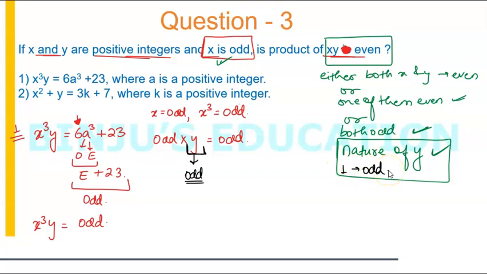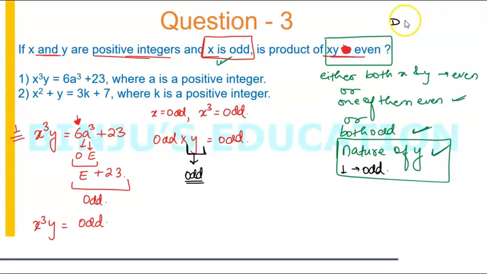X is already odd, and we have figured out y to be odd. So what is odd into odd? That is still odd. So is xy even? Conclusive answer is no, xy is not even. Right? So we have a conclusive result, that is xy is not even. We are looking for a conclusive result, not an affirmative one.